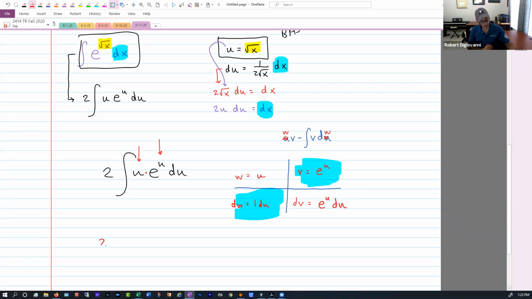So now we have 2, and now the formula. We're going to multiply these two together. When we multiply those two together, we get u e to the u minus the integral of the voodoo, which is the diagonal part here. And that's just e to the u du.